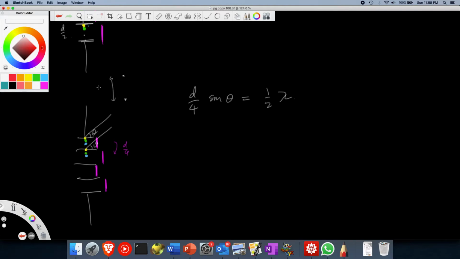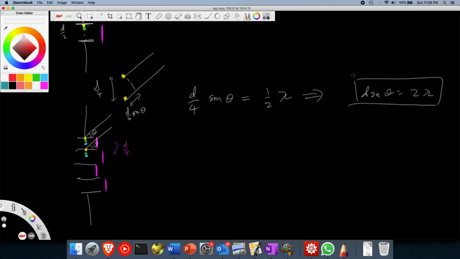So this is now d over 4 between the two yellow slits. Maybe I draw in yellow. So this is a zoomed in picture of the yellow slits, and basically this distance is d over 4 sine theta, and for destructive interference it is half lambda. So then this results in d sine theta equals 2 lambda, correct? So this is one of the conditions for destructive interference. So it means that if 2, then destructive.